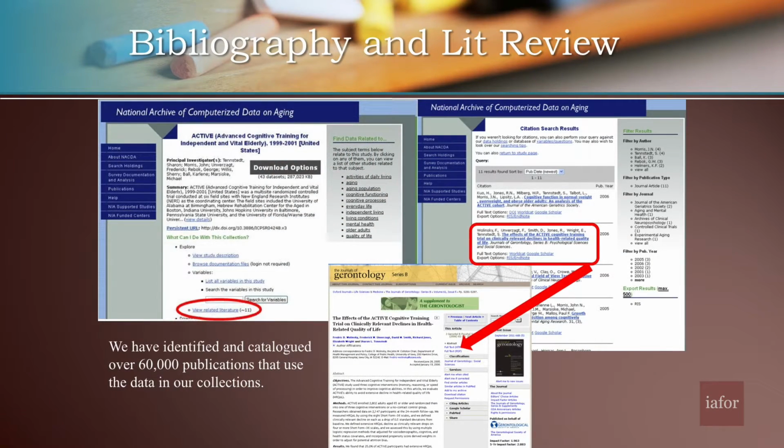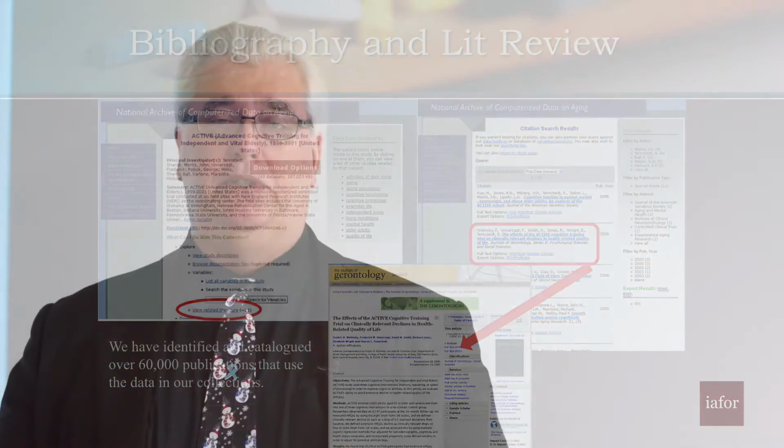Also, an important tool: bibliography and literature review, both to see what other people have done using the data and to make sure that you haven't already been scooped, which is not an uncommon problem for most researchers, to have a brilliant idea and then look through the literature and discover that someone else has already written the article that you were planning to write. We provide as thorough a bibliography as we can, and we all know this is an ongoing process.